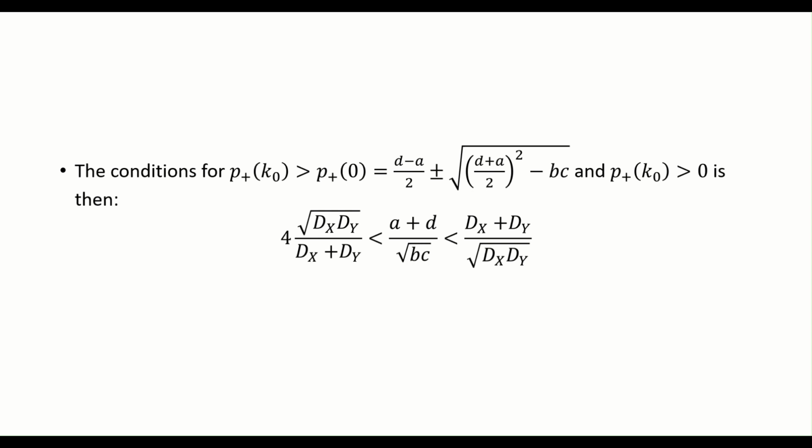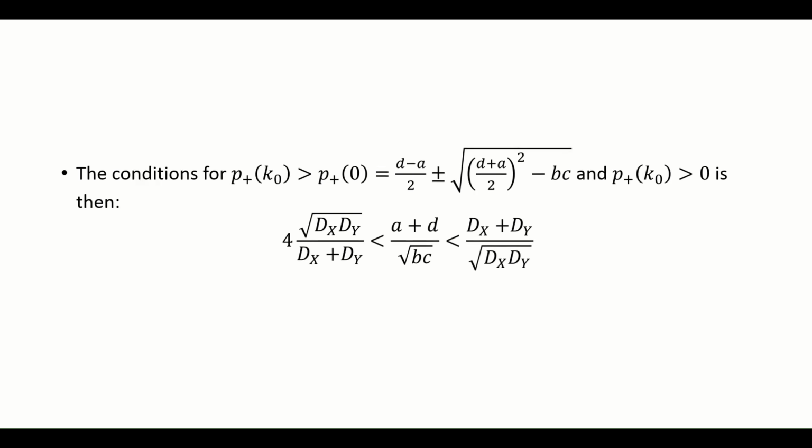So here I've taken the plus part, but you can find the same criterion for the minus part as well. But anyway, putting p plus of 0 into the equation and then solving this inequality gives us a new inequality. And remember how we started this whole thing: we wanted the instability criterion, or the region in which we get Turing patterns. And in fact, solving for this, if (a plus d) over root bc is a value that lies between these two numbers, that is (dx plus dy) over root dx dy, and also the left-hand part, if this value lies between these two values, then we will always get Turing patterns.